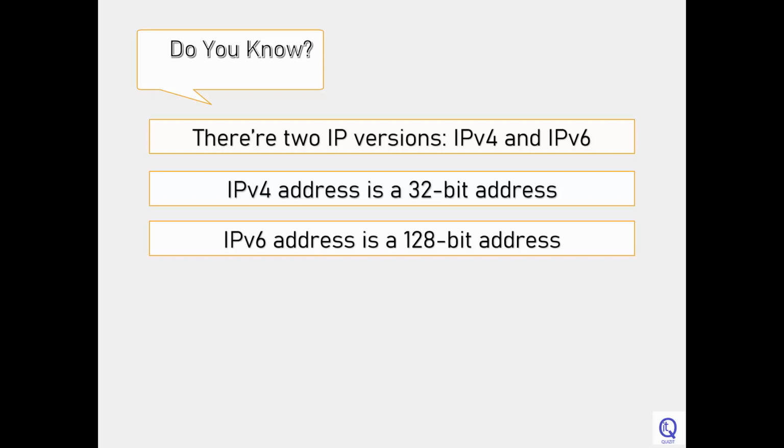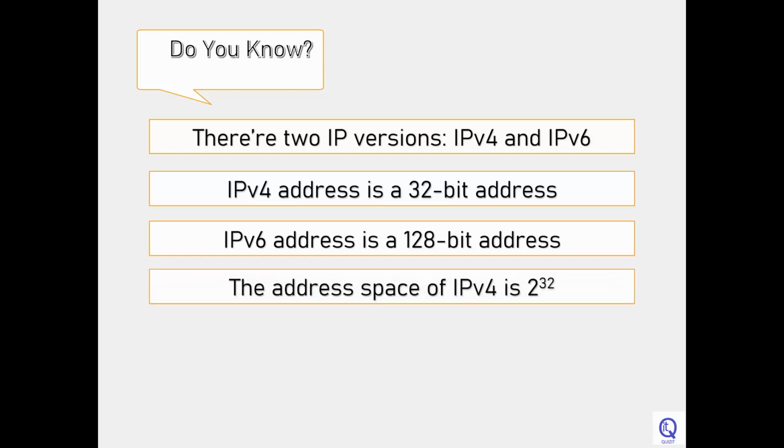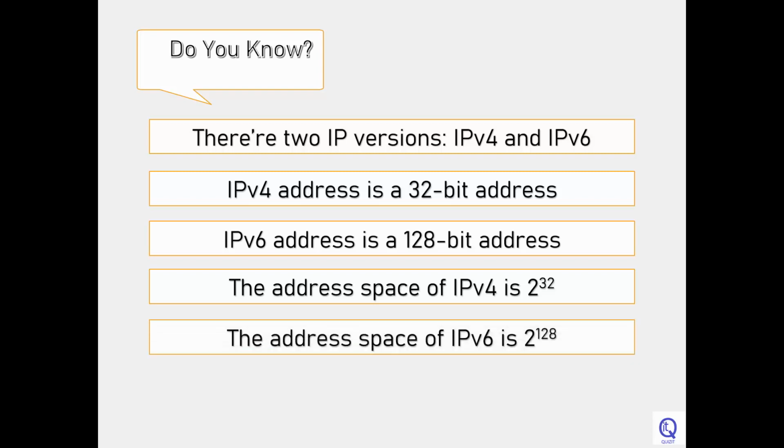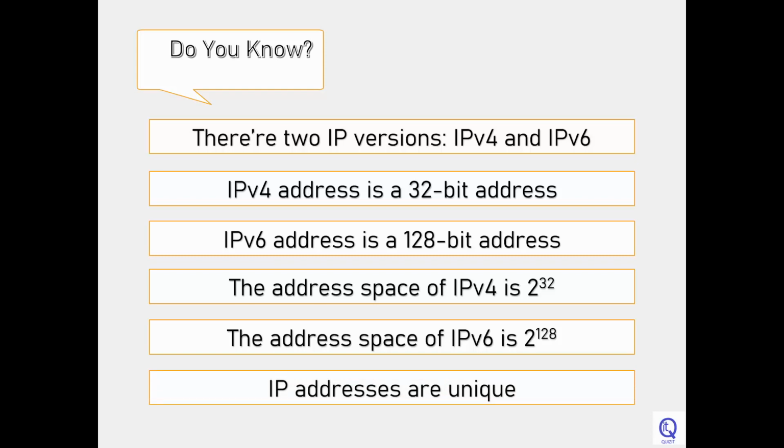Therefore, we can have 2 to the power 32 addresses for IPv4 and 2 to the power 128 addresses for IPv6. The IP address assigned to each device in a network is unique.